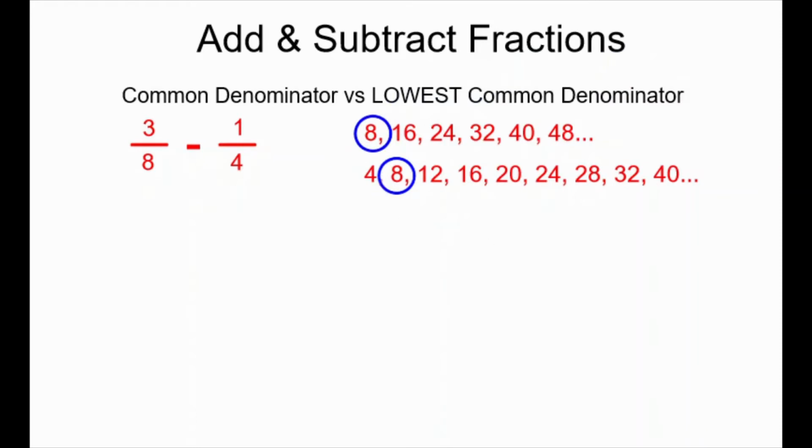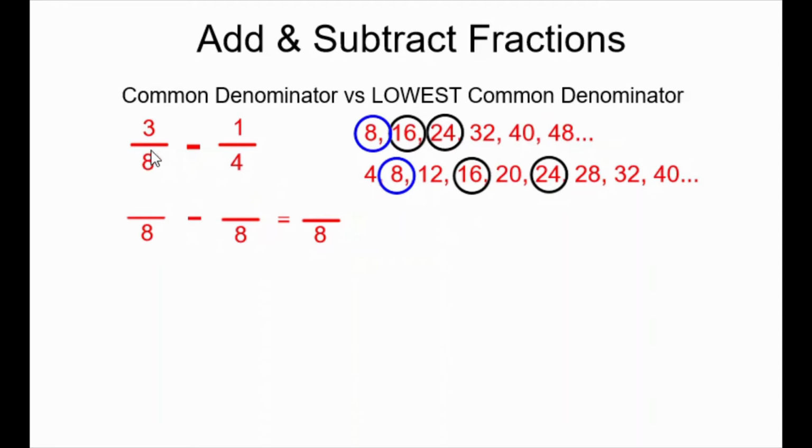There are other possibilities, though, for a common denominator. 16 is on both lists. 24 is on both lists. And I can keep going. But I'm going to use 8 as my common denominator. That means I'm going to make two equivalent fractions and replace 3/8 and 1/4 with those. And I'm going to do my subtraction and get an answer that will also have 8 as its denominator.